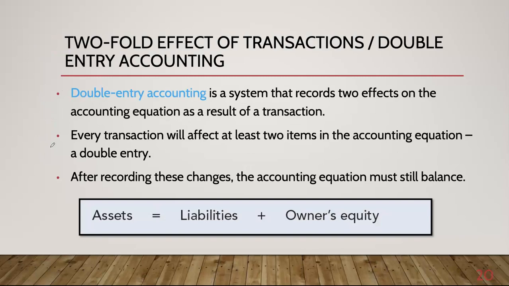So what is this twofold effect of accounting? What is the twofold effect of transactions? You might have heard of it as another term, double entry accounting. When I talk about double entry accounting, this is a system that recognizes and records 2 effects on the accounting equation as a result of a transaction. We need to understand that every transaction will affect at least 2 items in the accounting equation. And this is why we call it double entry accounting.